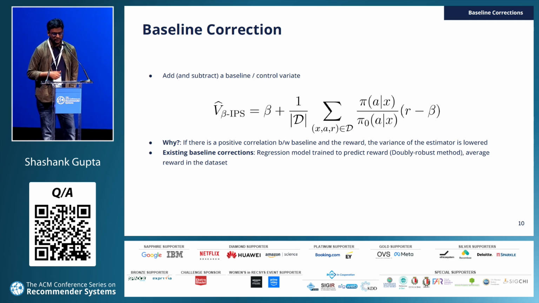There's the doubly robust method, where the baseline term is a regression model. And also you can use the average reward.